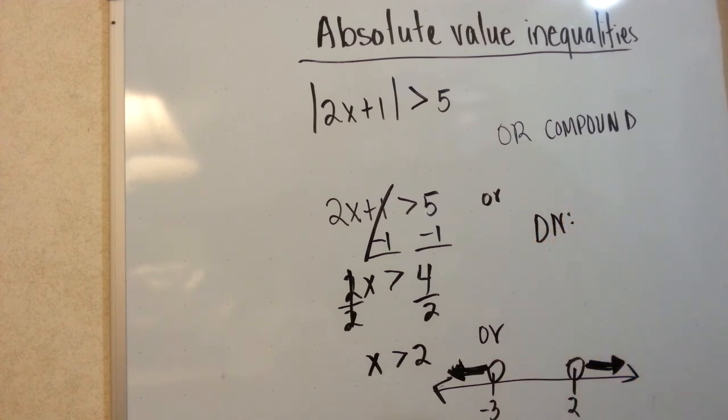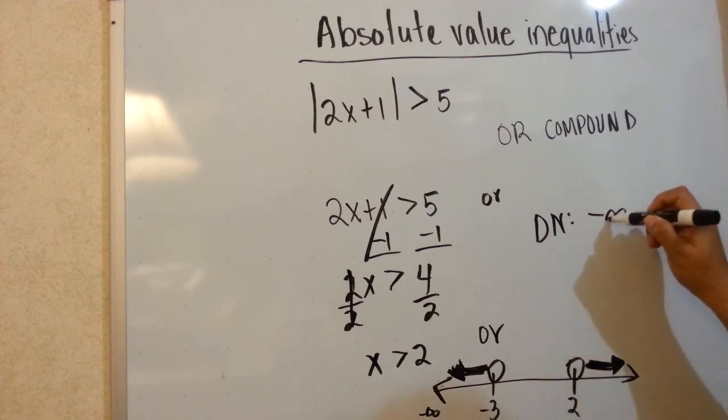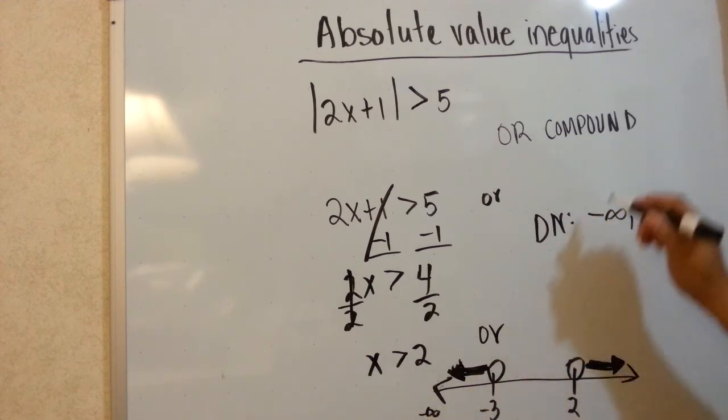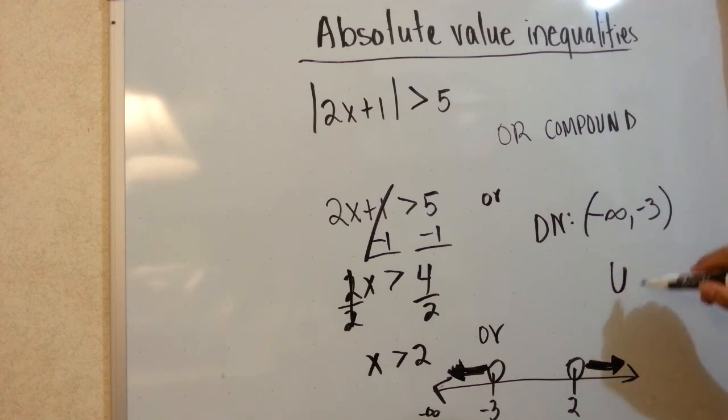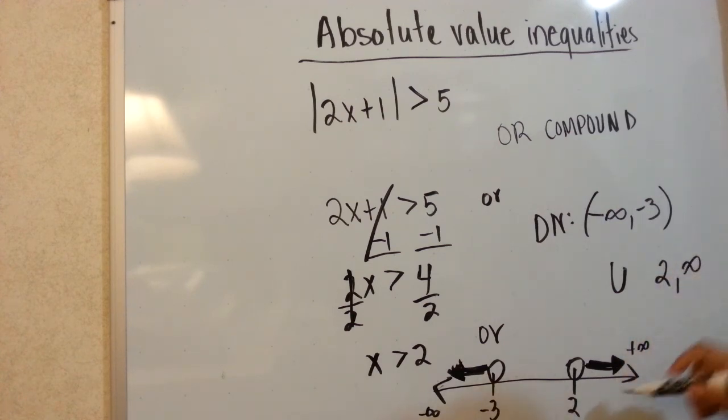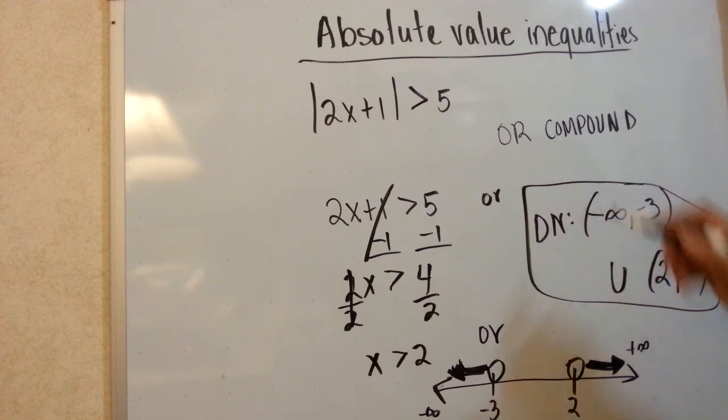Domain notation would be, this starts at negative infinity and it stops at negative 3. Negative infinity always gets parentheses. It's an open circle, so this gets parentheses. And remember the U for union. Starts at 2 and goes to positive infinity. Open circle, parentheses. Infinity always gets parentheses. And that would be your domain notation. Okay? Sounds good.